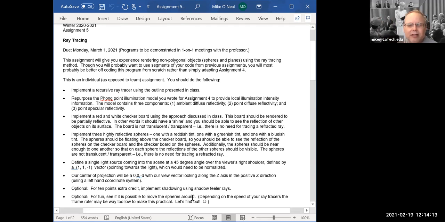And optional for fun, see if it's possible to get 144 frames. See if it's possible to move this thing around on your screen in real time. Probably not. But you could have an animation, right? Even if you can't do it in real time, you could get a frame, capture it, compute the next frame, capture it, and build yourself a little digital movie of the spheres bouncing around. That might look cool.